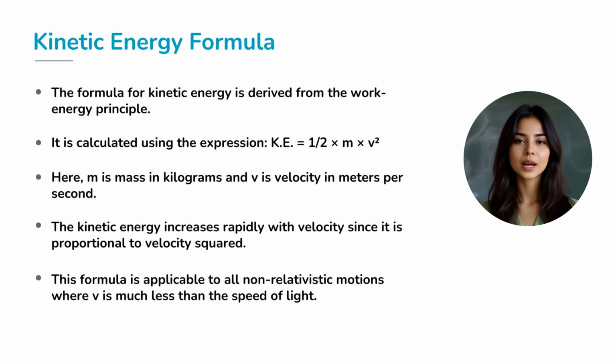So let's get mathematical. The formula for kinetic energy is Ke equals 1 divided by 2 multiplied by m multiplied by v squared, where m is the mass in kilograms and v is the speed in meters per second. As you can see, kinetic energy increases with the square of velocity. That means doubling the speed gives 4 times the kinetic energy.